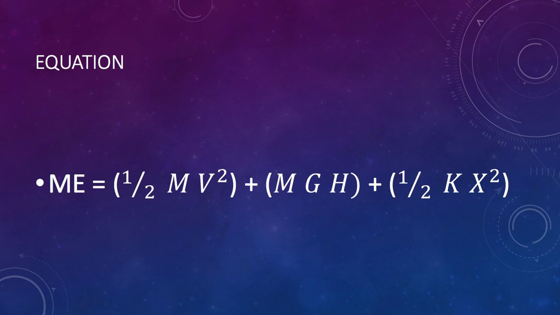Equation: ME = 1/2 mv² + mgh + 1/2 kx². This is the complete and expanded equation for mechanical energy. The first set of parentheses contains the components for kinetic energy. The second set of parentheses contains gravitational potential, while the final set contains elastic potential.